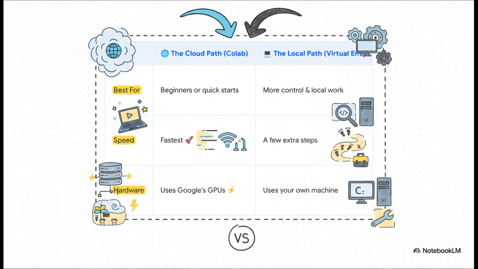You've basically hit a fork in the road here, and you've got two fantastic options. On one side, you have the cloud path using Google Colab. This is your express lane, it's the fastest way to get started, and it's perfect if you're a beginner. On the other side, you've got the local path, which gives you way more control by setting things up on your own machine. Your choice really just boils down to what you're most comfortable with.